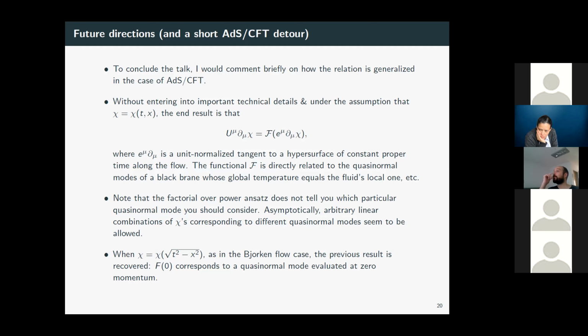So how would you analyze the Borel plane singularities? Okay, let me explain. The black brane in which you have to evaluate this functional, the dual gravitational construction that gives you this functional, is a boosted black brane.